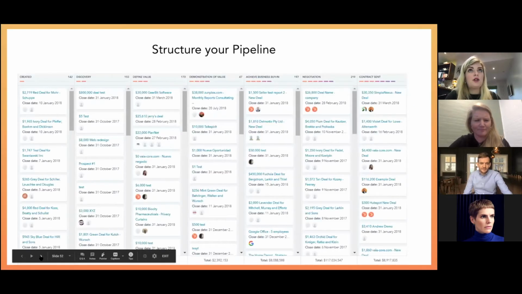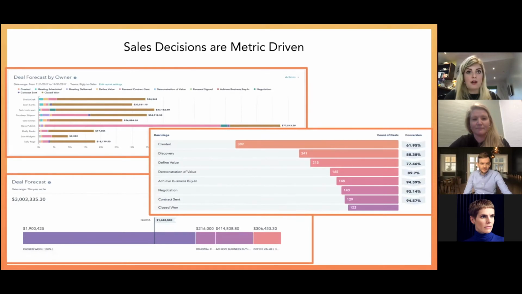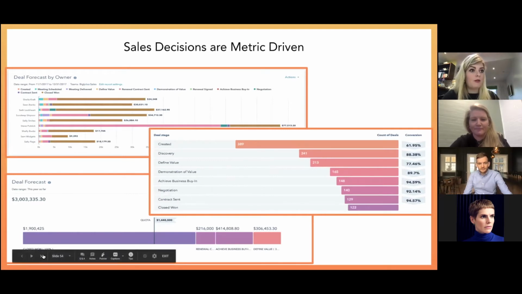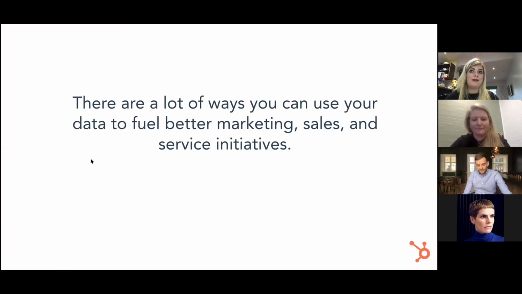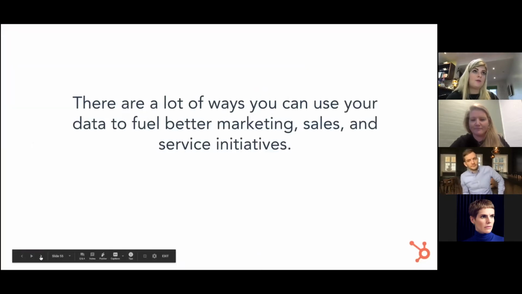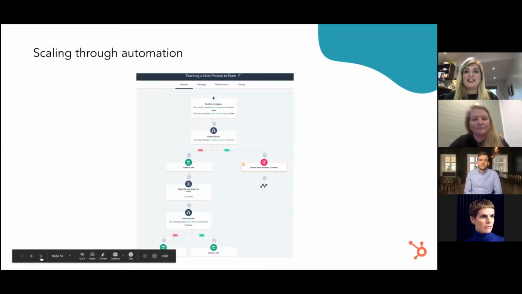But yeah, you can structure your pipeline, manage the pipeline, and make decisions that are metric driven in terms of sales. So I understand how many deals are coming in per month, what the year-on-year growth of my startup is, how I can scale, what money is in discovery versus negotiation versus our favorite, closed one. There's lots of ways that you can use your data to fuel better sales and marketing and service initiatives. Scheduling, sequences, and scaling through automation.